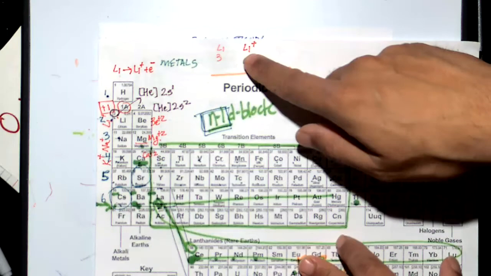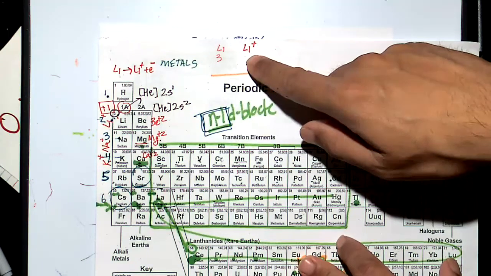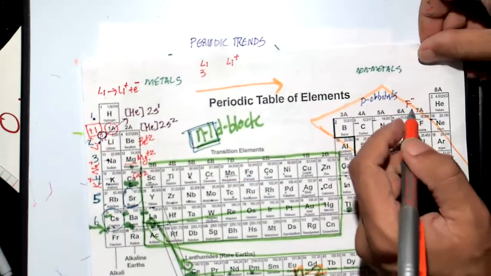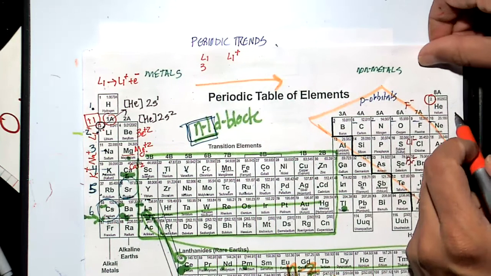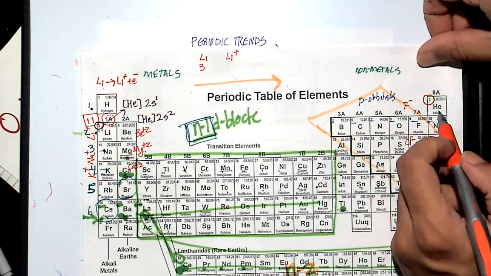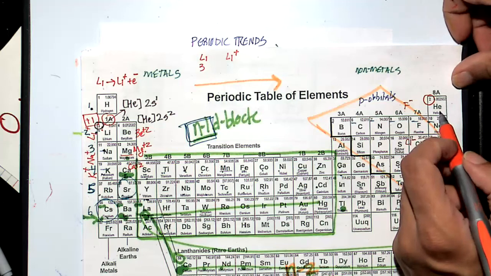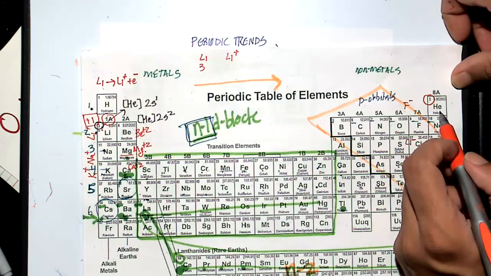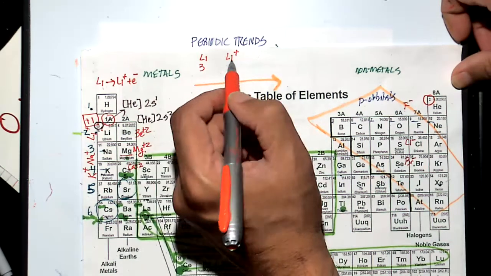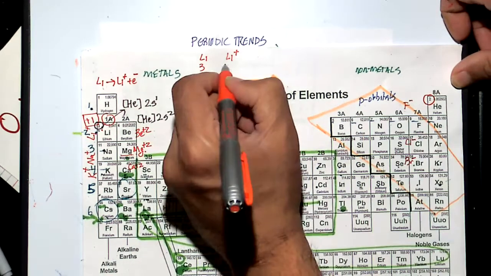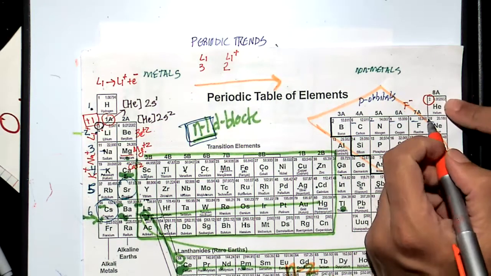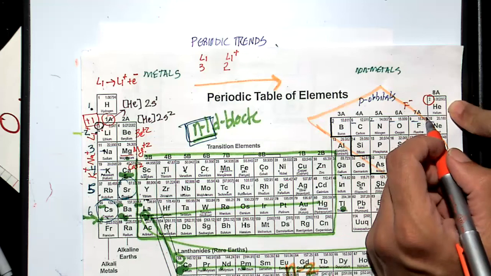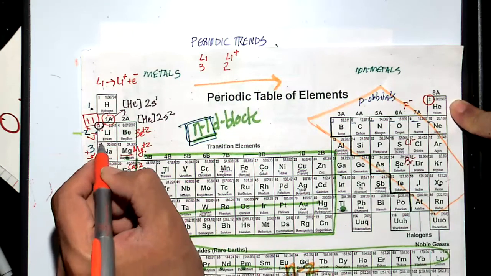But my question to you is, how many electrons does lithium plus one have? It has two electrons. Okay, what do we know about helium? Is it a noble gas? Okay, it's noble. So lithium, by becoming lithium plus, attains the electron configuration of noble gas helium. So it attains nobility.